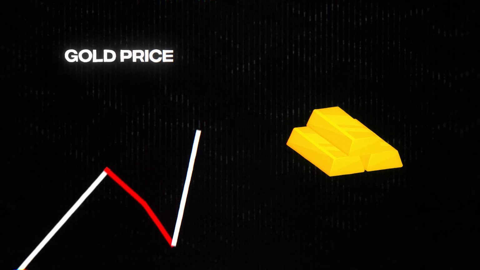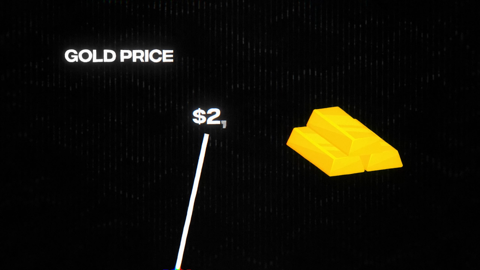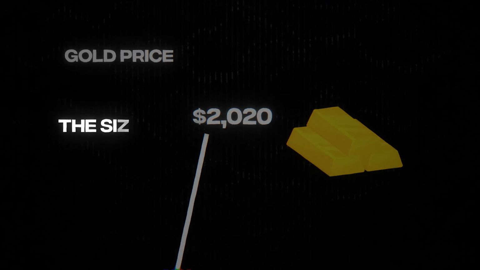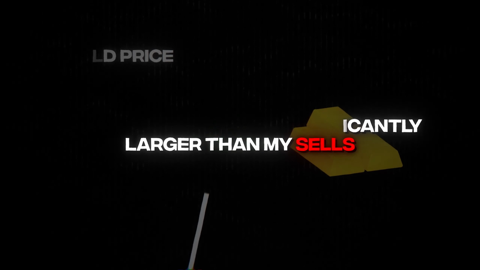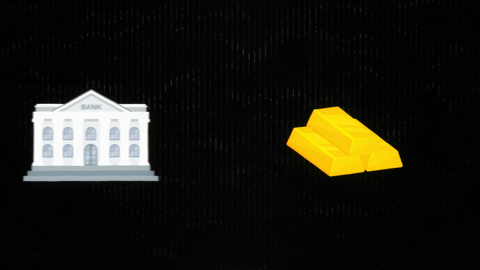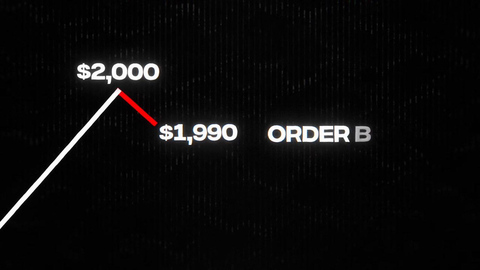This causes a massive pump in gold prices to, let's say, 2020. The reason being, the size of my buys is significantly larger than my sells. So overall, I'm still in profit as a bank. Now, this act of manipulating the market from 2000 to the 1990 level is what we call an order block.